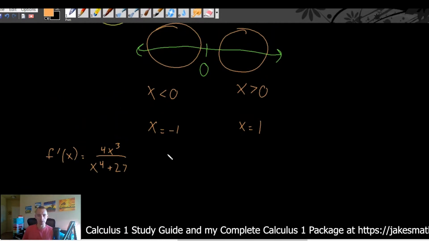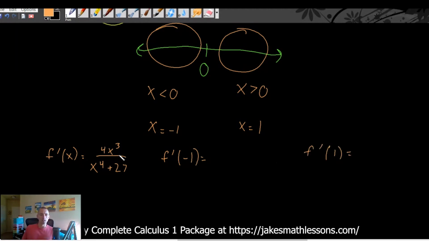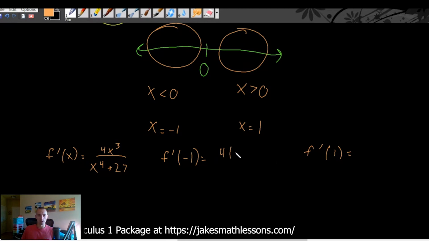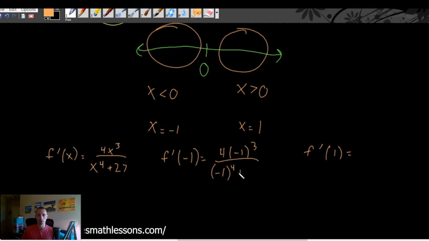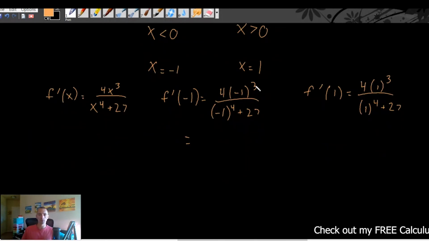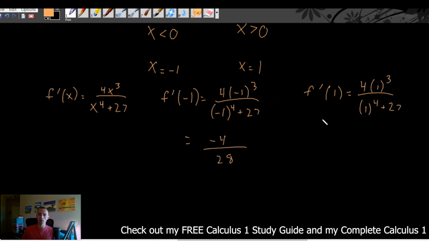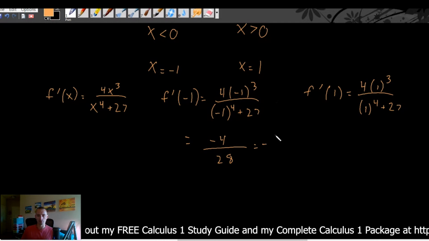Now we need to plug each of these into our derivative. Plugging in -1 is going to give us 4 times -1 cubed all over -1 to the 4th plus 27. Plugging in +1 is going to give us 4 times 1 cubed over 1 to the 4th plus 27. Now to simplify these, -1 cubed is -1 times 4 is -4. -1 to the 4th power is +1 plus 27 is 28. And then that's going to simplify to -1/7.